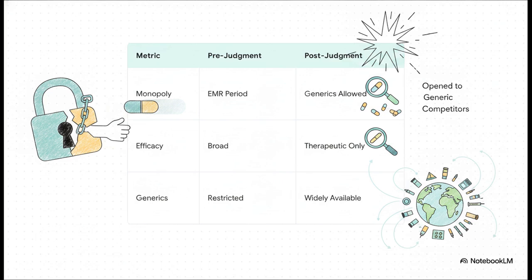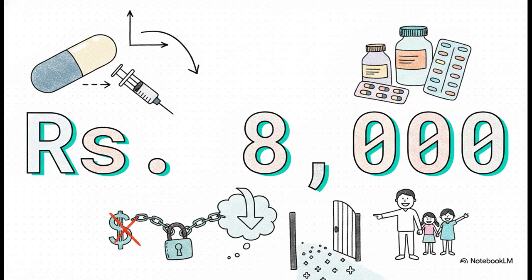And most importantly, generic availability went from being heavily restricted, where Indian companies were literally forced to halt overseas sales, to being widely available. This single judgment is really what cemented India's vital global status as the pharmacy of the world. To really put this into perspective, consider this drastic drop in cost.